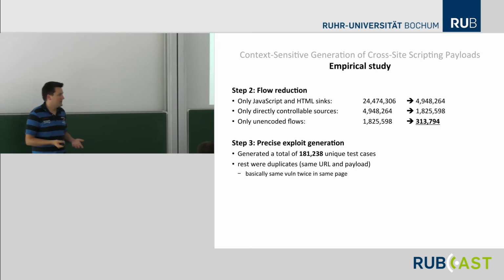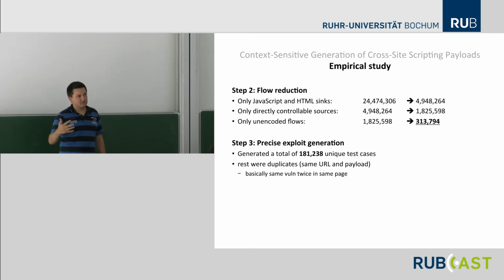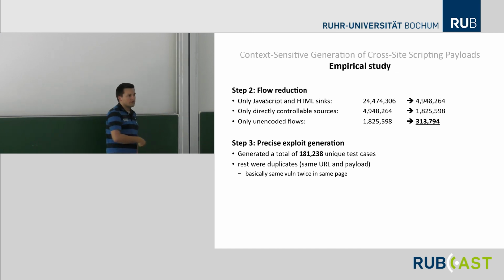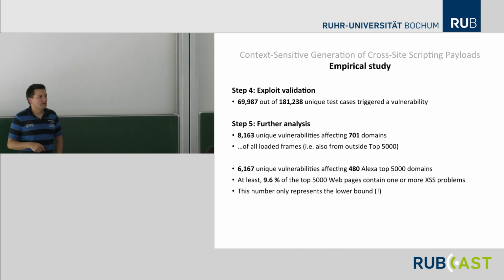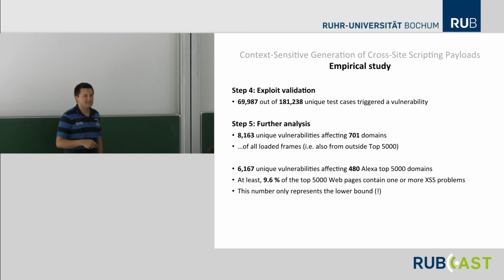So why 180,000? We generated 300,000 exploits. Then we built URLs for that. But often we had the same URL for different vulnerabilities, right? You have 3 document writes in the same page, and they all write very similar code. It all results in the same exploit. So from the 300,000, we got 180,000 unique exploits. And we crawled all these 180,000 URLs. From these 180,000 URLs, we got about 70,000 that triggered XSSs.